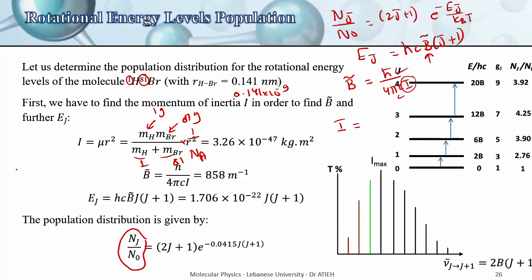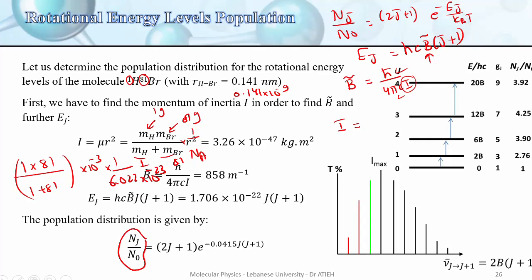So we get our answer, but our answer is in gram. So 1 times 81 over 1 plus 81. Of course we have to multiply by 10 to the power minus 3 to get it in kilogram. And then we divide by Avogadro's number, which is 6.022 times 10 to the power 23. So it will give the same answer.